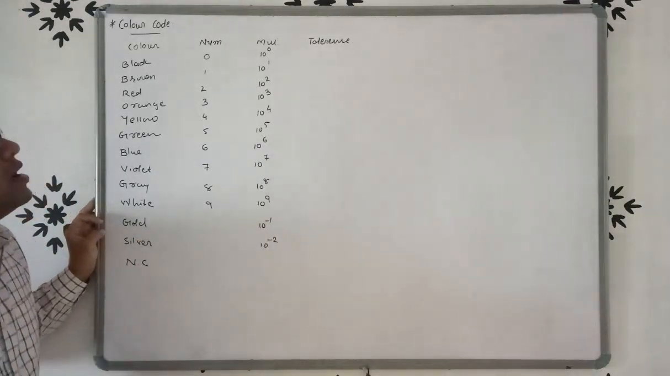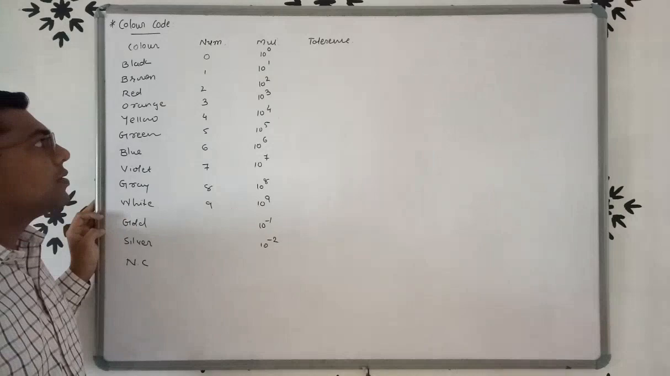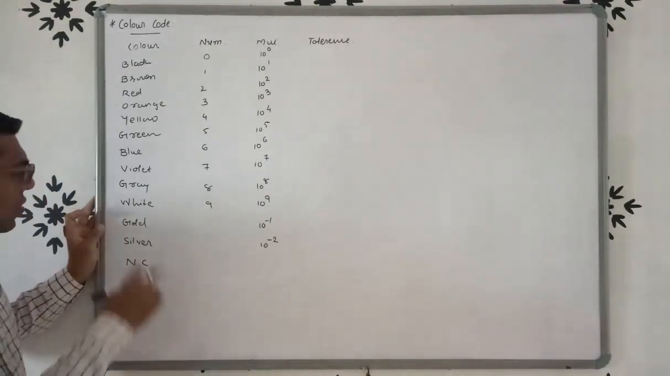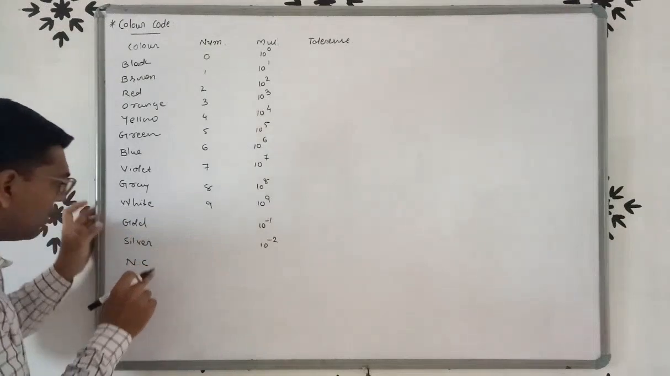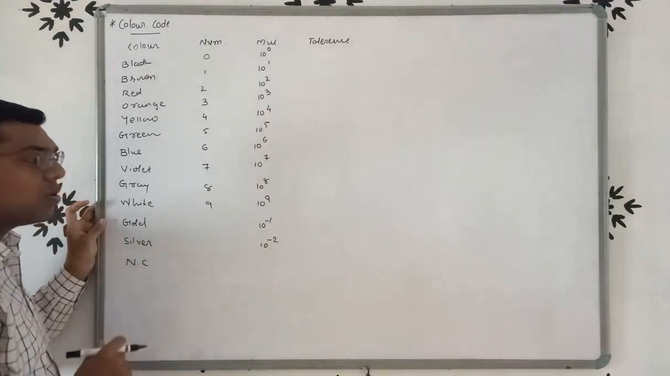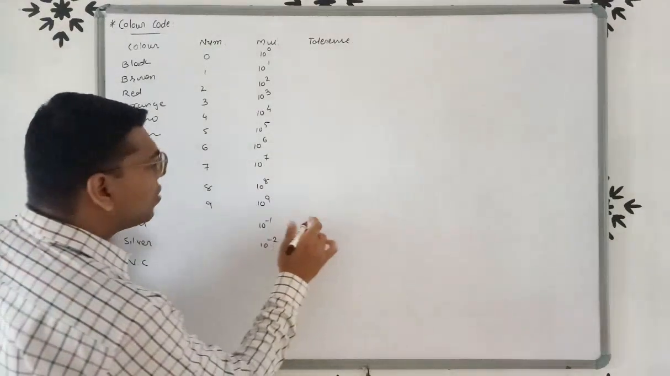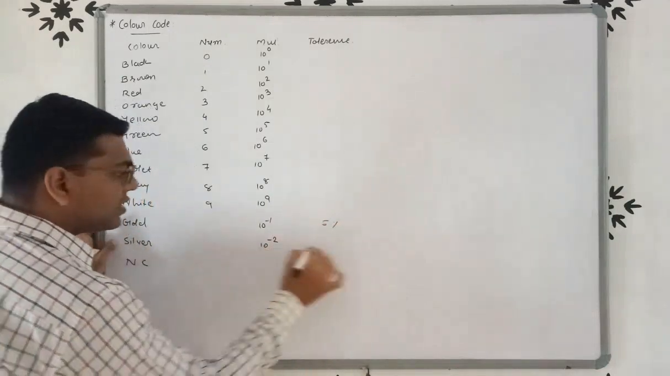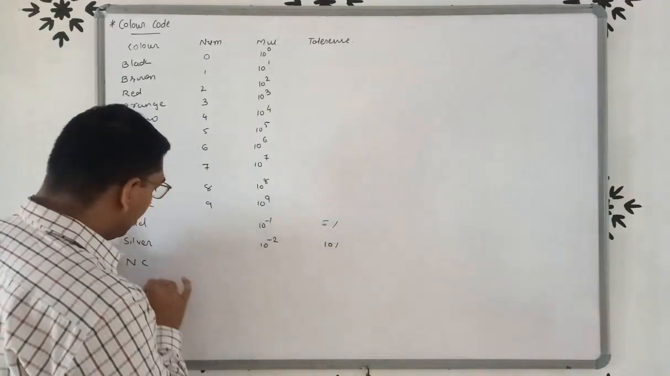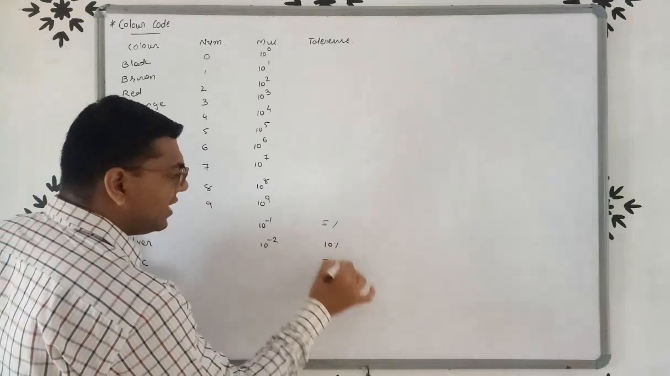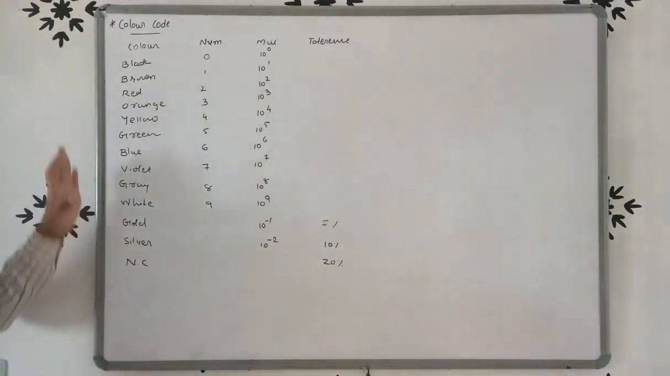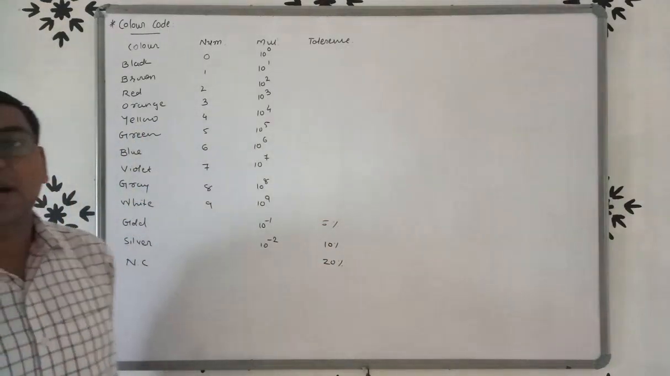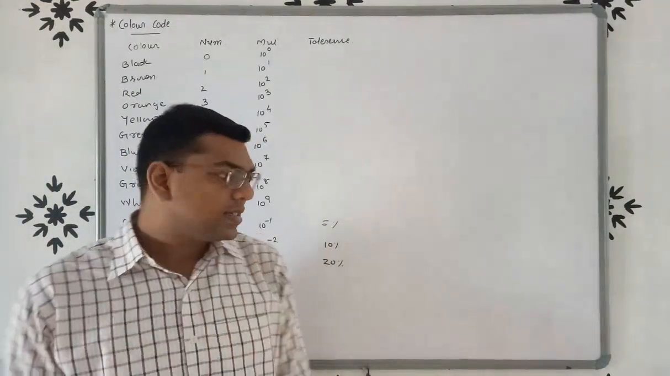Now tolerance. You have to remember the value of tolerance for gold, silver and NC, that is no color. For gold, the value of tolerance is 5%, for silver 10%, and for no color 20%. So if you remember this table, then you can easily find out the value of resistance.